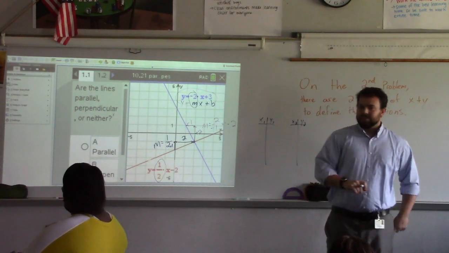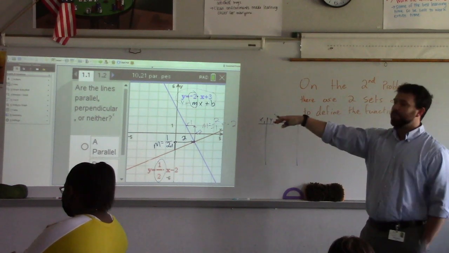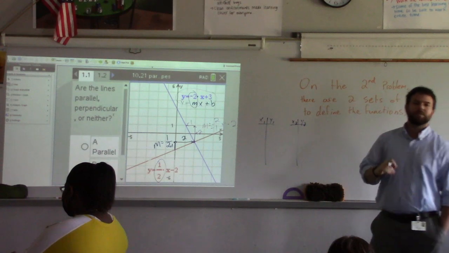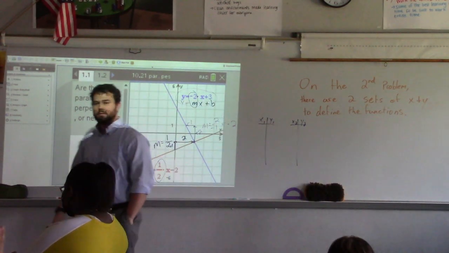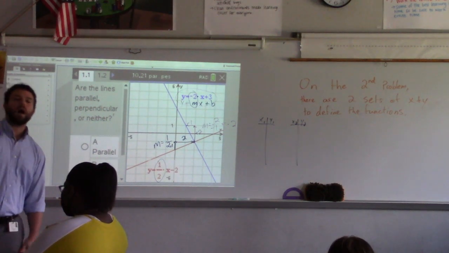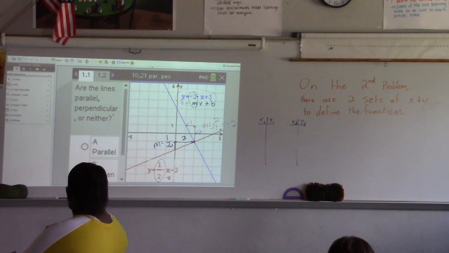Okay. So we already said they can't be parallel. The other question is, could they be perpendicular? What do I need to do to check to see if they're perpendicular? Hold on, I need us to stop for a second. Why am I looking at slopes if I'm trying to figure out if they intersect at a 90-degree angle? Anybody have an answer?